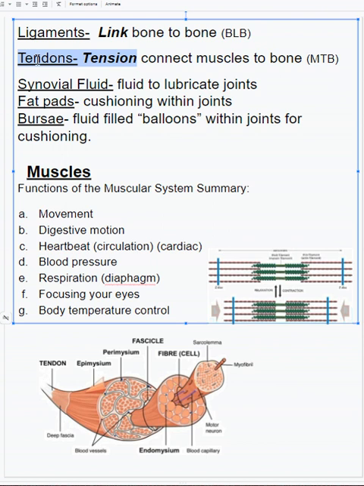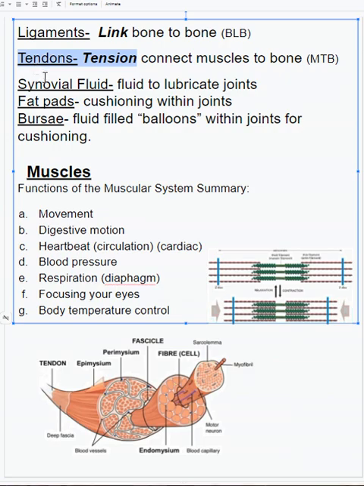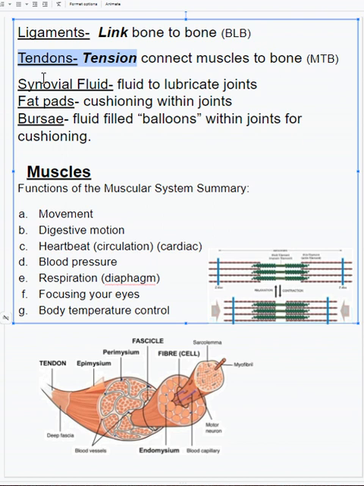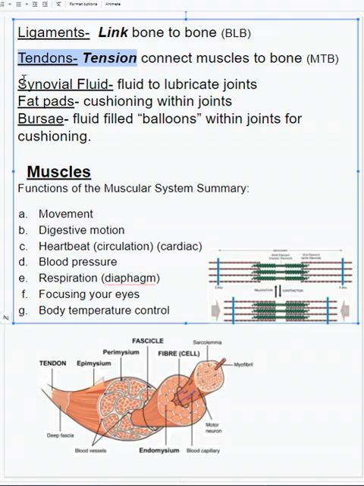Now, muscles only pull. They don't have the ability to push. They have to be in opposing pairs, like, for instance, your bicep and your tricep. One is on the top of your arm, one is on the back of your arm. And so your bicep allows you to flex your arm upwards, and your tricep allows you to extend your arm outwards. They have to be in opposing pairs because muscles only have the ability to pull. You can't push someone with a rope, but you can pull them with a rope.